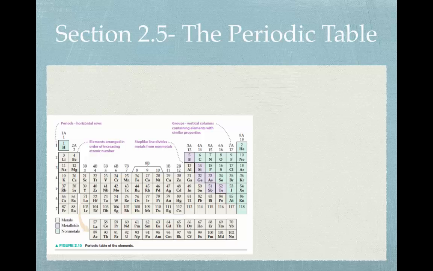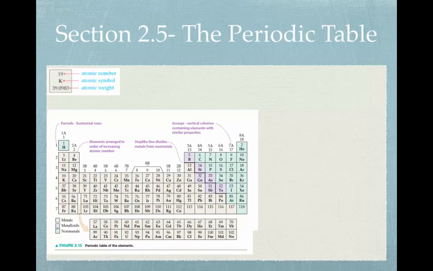In this section, we're going to be talking in detail about the periodic table. The first thing for you to know is whenever you look at one element, there are a couple of numbers that go along with the atomic symbol for that element. So for example, if you see at the top left corner of this slide, you have 19K and 39.0983.